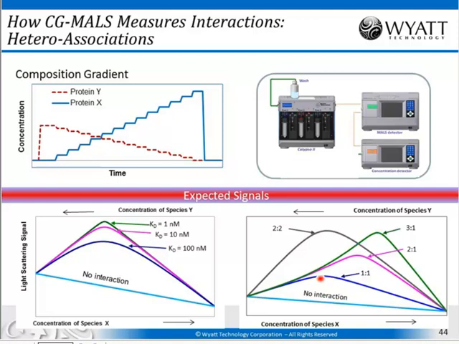So the position will shift depending on the stoichiometric ratio, but the height also increases because the molar mass of 3 to 1 is higher than that of 2 to 1, higher than that of 1 to 1. And if we had, for instance, a 2 to 2 interaction, it will peak in the same position as 1 to 1, but it will have twice the light scattering signal because the molar mass is twice that of the 1 to 1. So by analyzing the height and shape of these curves, again, we can determine the association scheme as well as the KDs.